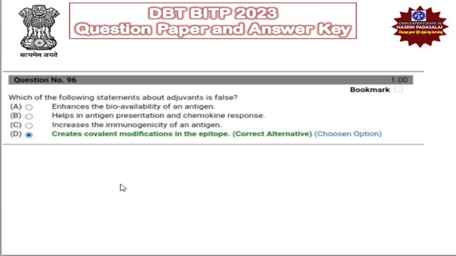Okay. Next is, which of the following statements about adjuvants is false? Okay, the correct answer for this question is that it creates covalent modification in epitope. So this is a false statement. Whereas the adjuvants will be enhancing the bioavailability of antigen. It will help in antigen presentation. At the same time, it also plays a significant role in chemokine response. And adjuvants will be increasing the immunogenicity of the antigen. So the correct answer is that adjuvants creating a covalent modification in epitope is a false statement.